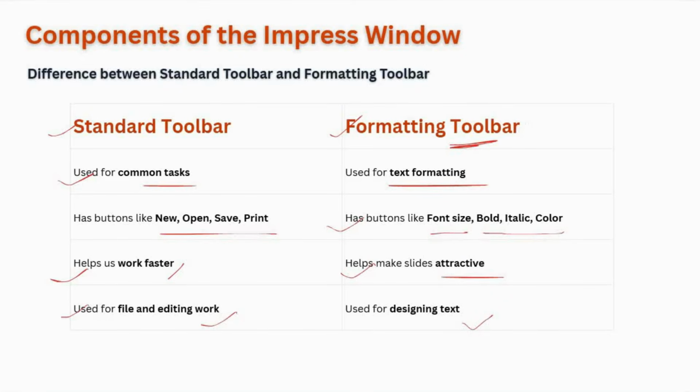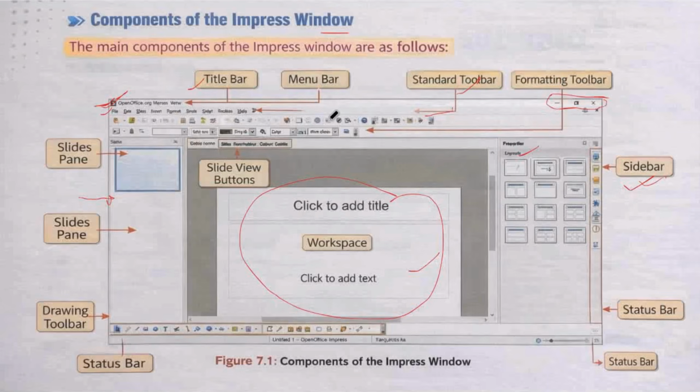Here is the standard toolbar just below the menu bar, which has the common buttons or icons which are frequently used in OpenOffice Impress to create the presentation. And the formatting toolbar is present just below the standard toolbar, which helps in formatting the text. The formatting toolbar has buttons which help to format the text. With the help of the formatting toolbar, we can create attractive text by changing the font color, font size, bold, italic, alignment.